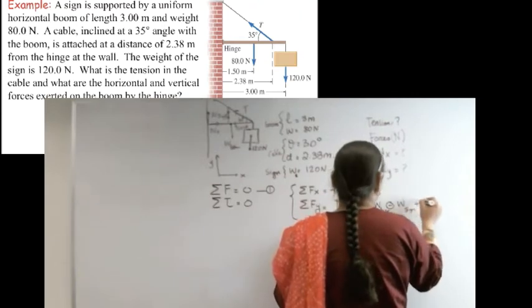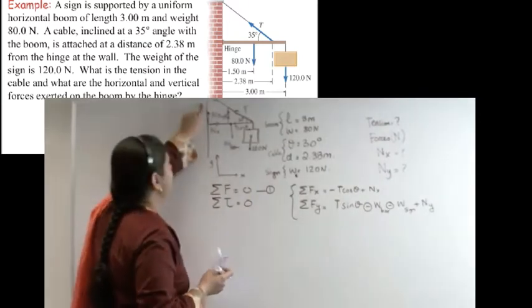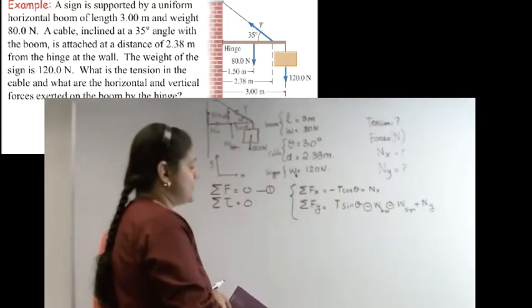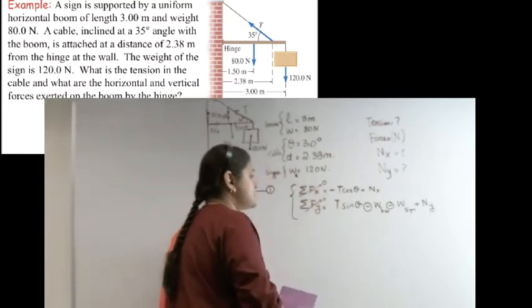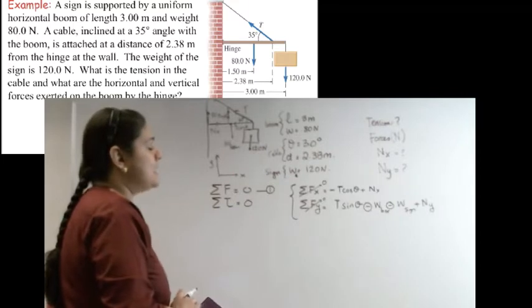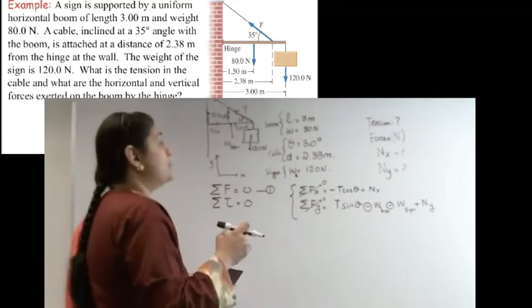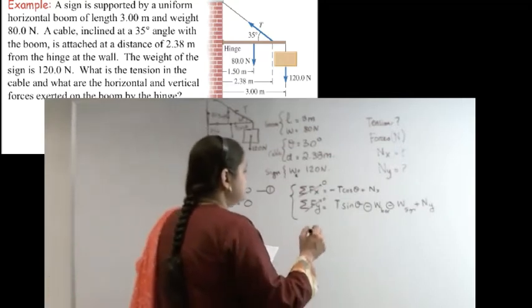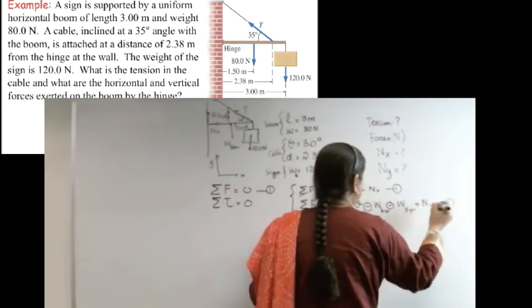And I am going to have a normal force that is acting upwards from the hinge. Now that I have my force equations, I can easily put this equal to 0 and this equal to 0. The reason why is because I know that this system is not moving. It's in equilibrium. So we'll call these equation 1 and equation 2.